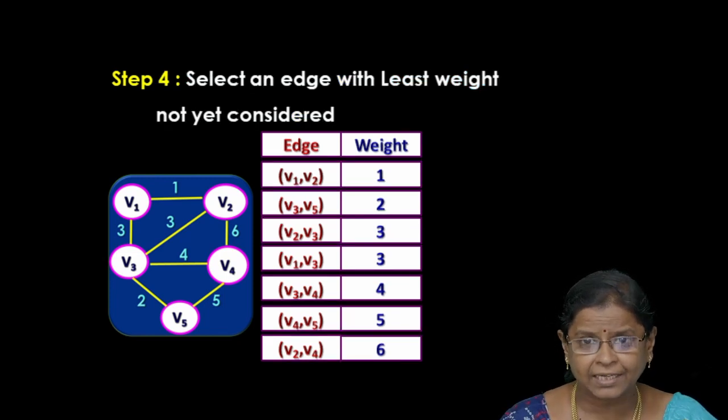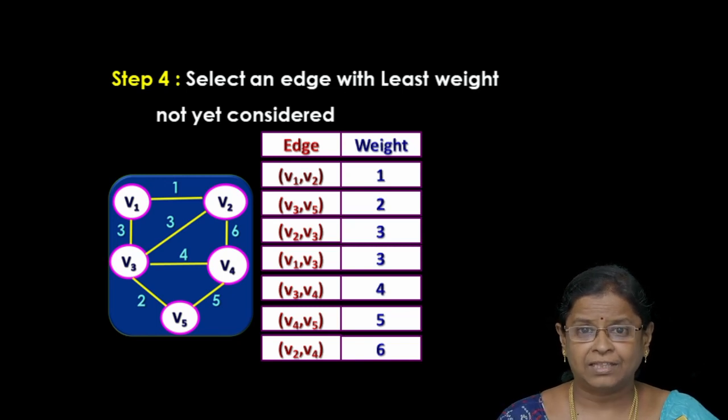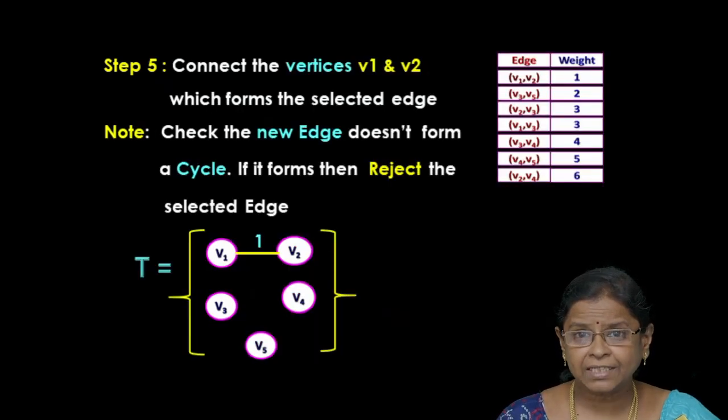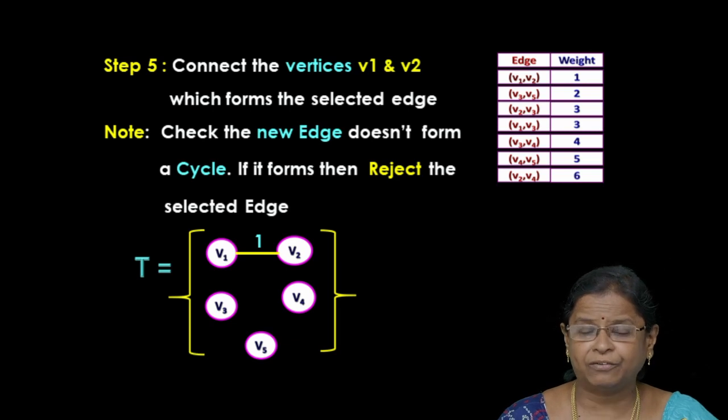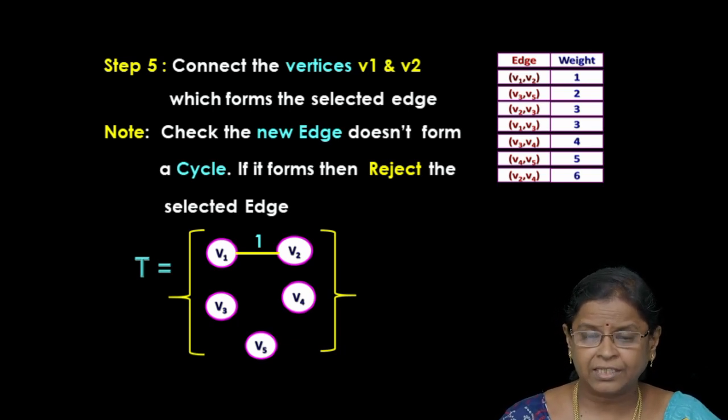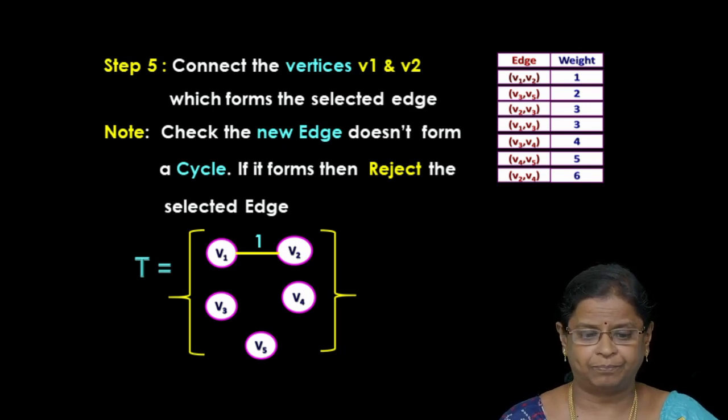Next step is select an edge with least weight which is not yet considered. In this example, the first edge with least weight is V1 to V2, and check whether V1, V2 are from two different disjoint subsets. If they are from two disjoint sets, then merge the two different disjoint sets into a single set and add the edge to F, and also check the newly added edge doesn't form a cycle. Here the edge V1 V2 is from two different disjoint sets, so we add this edge to T.